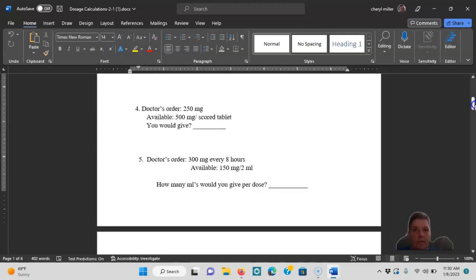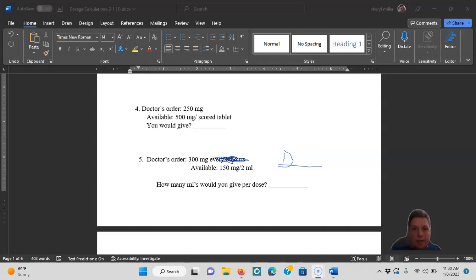Next one. The doctor's order is 300 milligrams every 8 hours. And what I have available is 150 in 2 milliliters. Okay, here you go. Use your desired over half. Set it up for yourself. This is a distractor. I don't care about that. It's a distractor. So what do I desire? What did the doctor order?